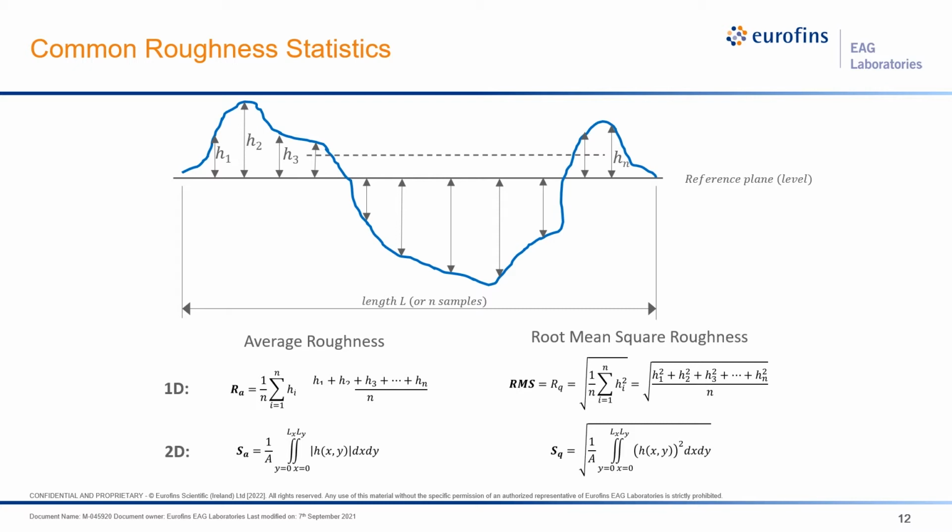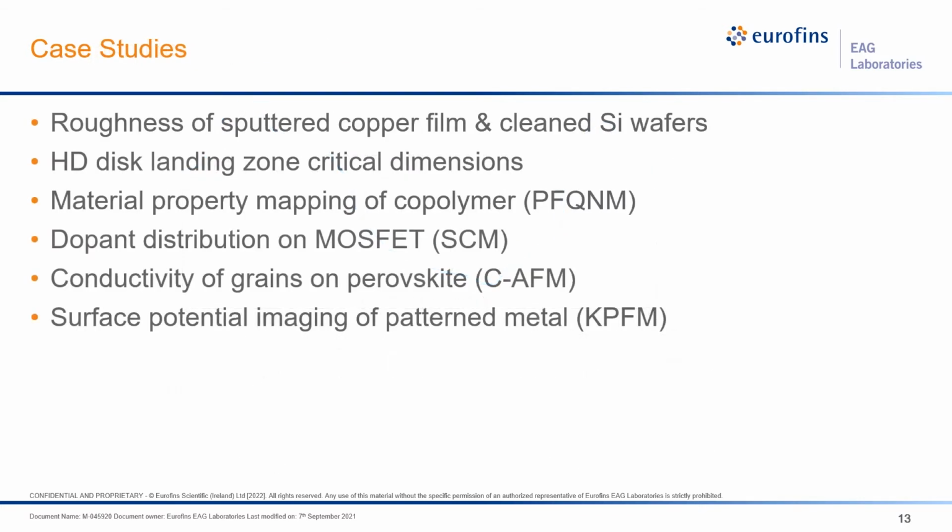Now that we've reviewed the basic principles of AFM, I'd like to share a few examples of topography analyses, including thin films, silicon wafers, and a hard drive disk. Next, we'll discuss a few advanced AFM applications, such as material property mapping of a copolymer, scanning capacitance of a transistor, current mapping on a perovskite material, and Kelvin probe microscopy.